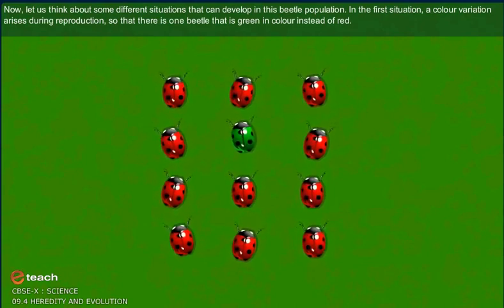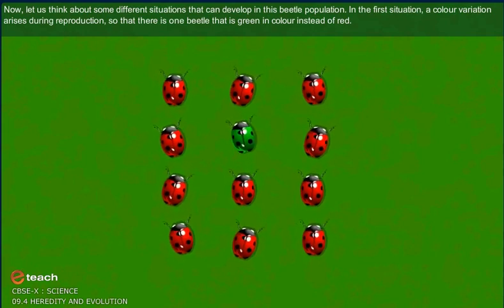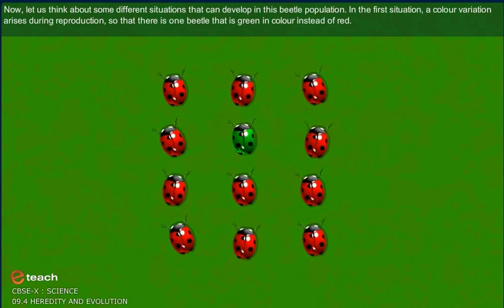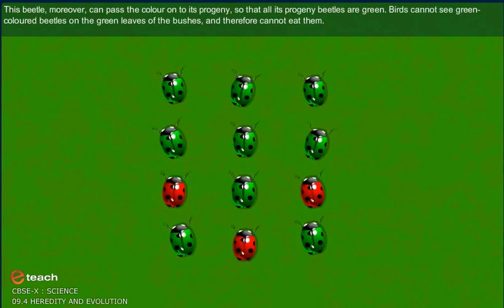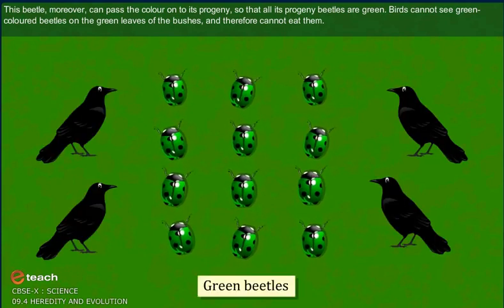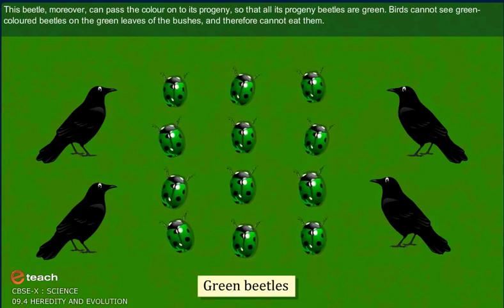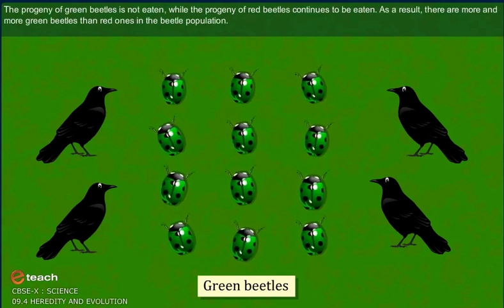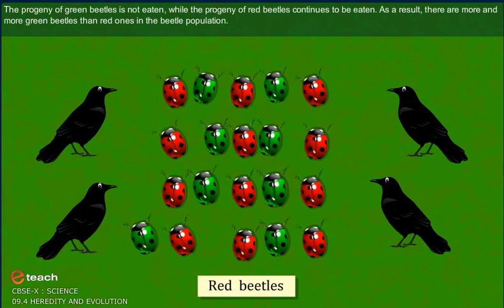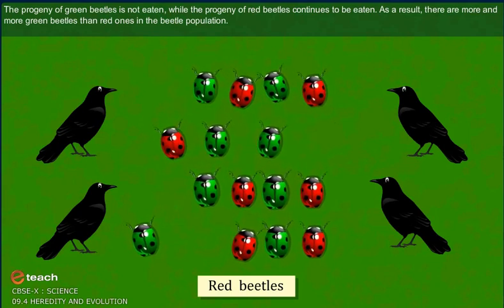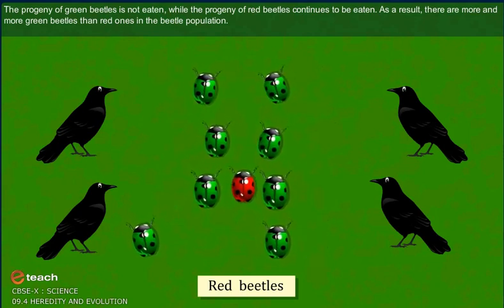In the first situation, a color variation arises during reproduction so that there is one beetle that is green in color instead of red. This beetle, moreover, can pass the color to its progeny so that all its progeny beetles are green. Birds cannot see green-colored beetles on the green leaves of the bushes and therefore cannot eat them. The progeny of green beetles is not eaten, while the progeny of red beetles continues to be eaten. As a result, there are more and more green beetles than red ones in the beetle population.